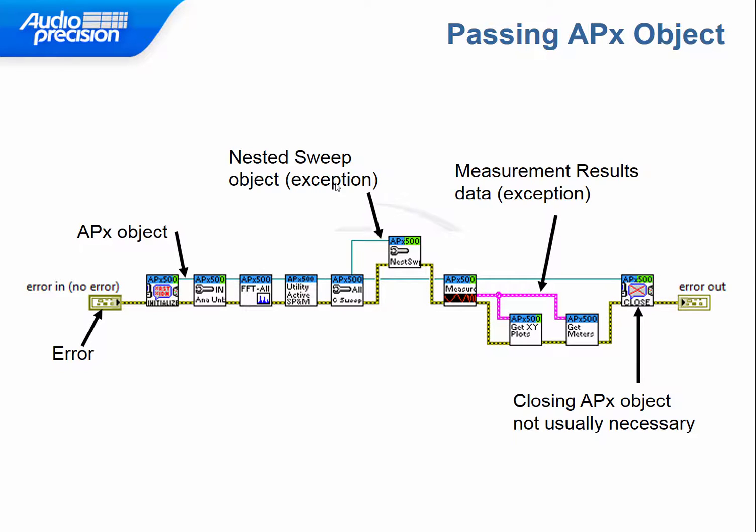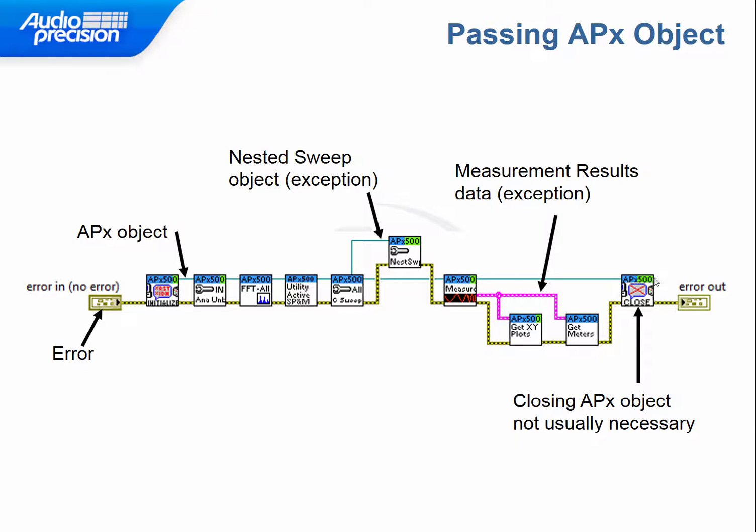One exception to this is the nested sweep object here. It has a reference to one of the properties for the nested sweep that is a subset, or it's not the main APx500 reference, and that's shown here. Similarly, if you call the measurement VIs, they will pass this data cluster to VIs that get the XY plots or the meters. And these do not have the APx500 reference to them because they don't really use any of the API functions, so they don't need a reference to the APx500 object.